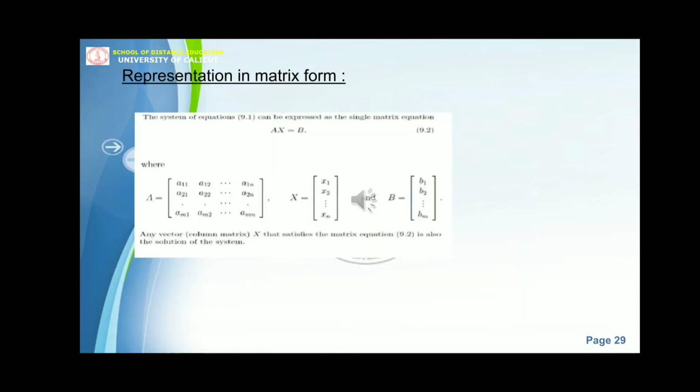We can represent the above mentioned system of linear equations in the matrix form Ax equal to B, where the matrix A is the set of all coefficients, B is the column matrix containing the constants, and X is the solution matrix.